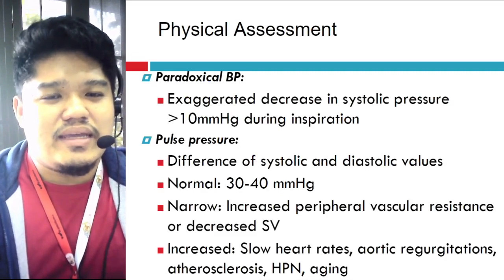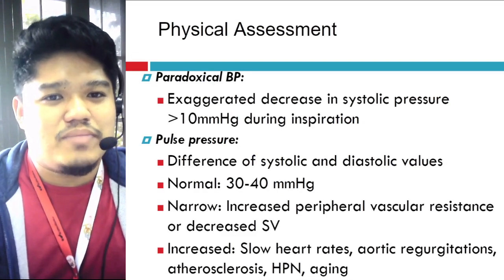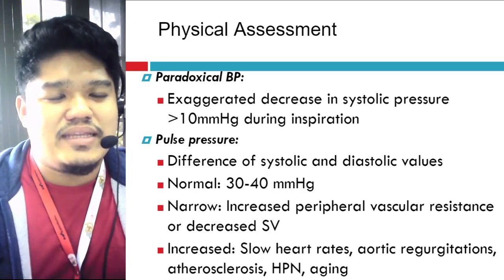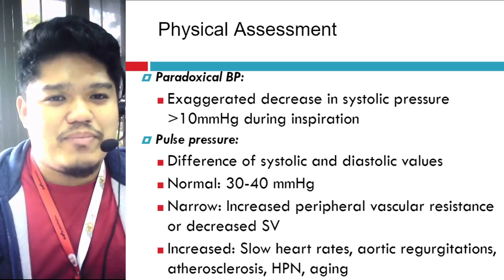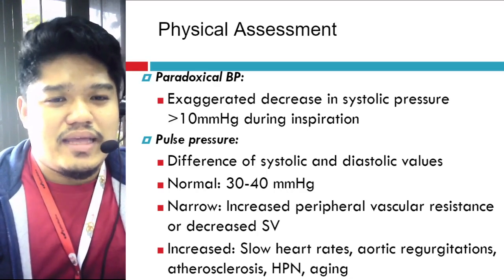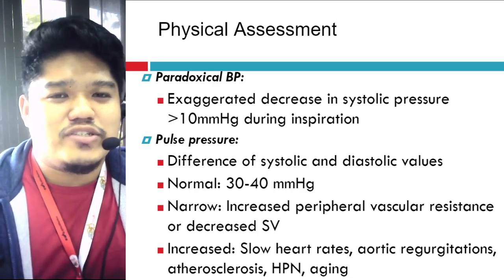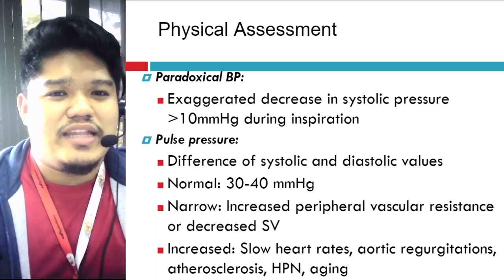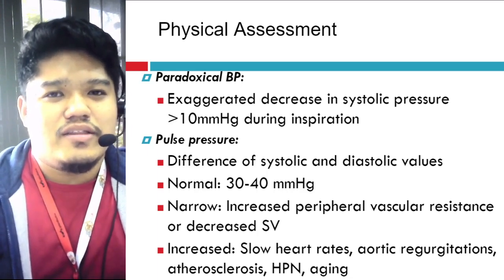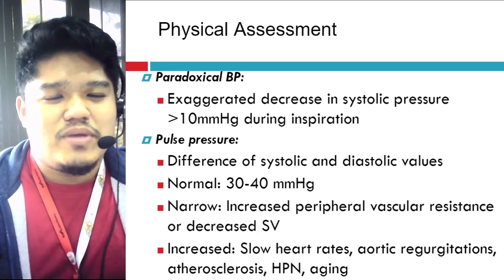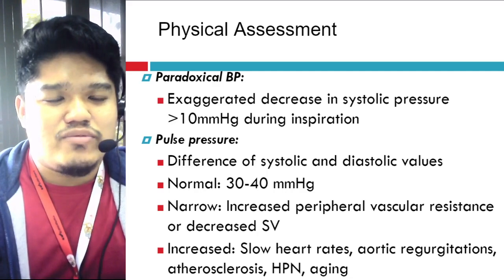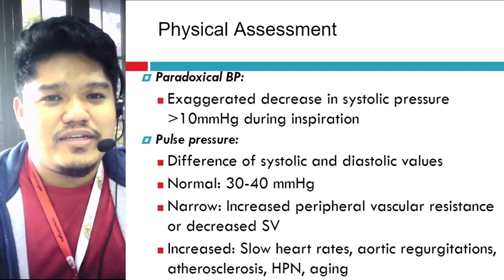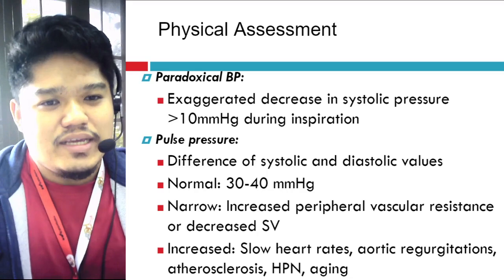There is what we call a paradoxical blood pressure. It is when an exaggerated decrease in the systolic pressure happens, usually more than 10 millimeter mercury during inspiration. So we have to measure the difference between the systolic and the diastolic blood pressure, and it is termed as your pulse pressure. The normal difference between the two is about 30 to 40 millimeter mercury. So if it is narrow, when we do say narrow, it is less than 30 or usually 20 millimeter mercury.